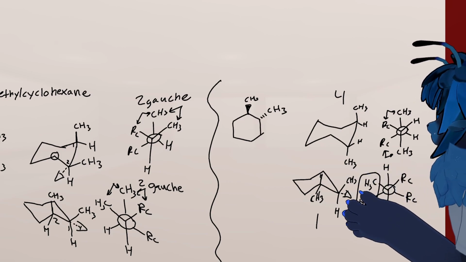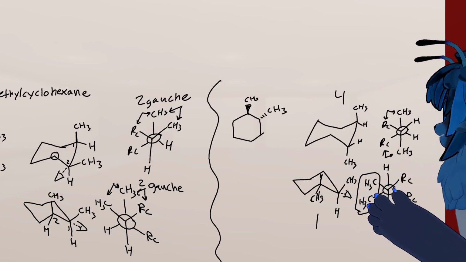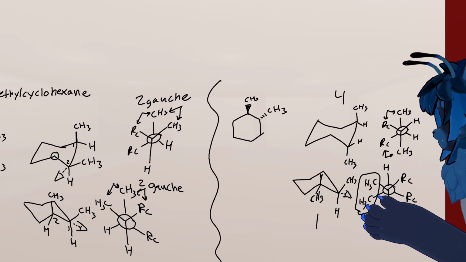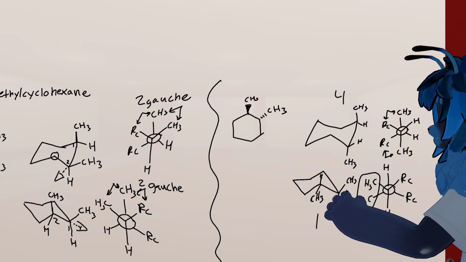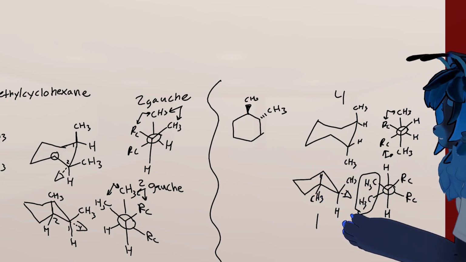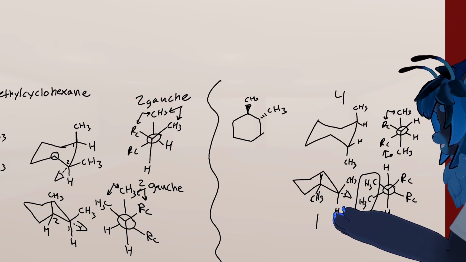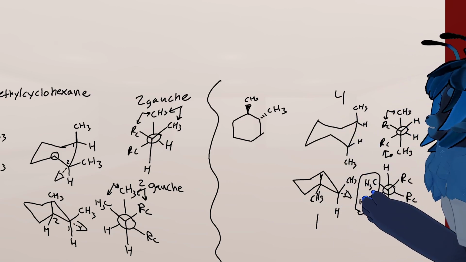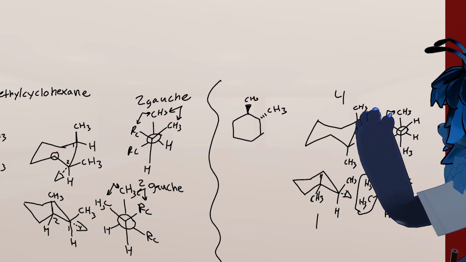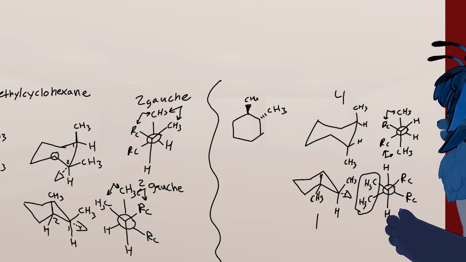So the form that the chair is most likely going to be in is its most stable form. In this case, where both the groups are equatorial, this is going to be its most stable form, because it only has 1 gauche interaction, and this one has 4, even though the methyls are anti to each other.